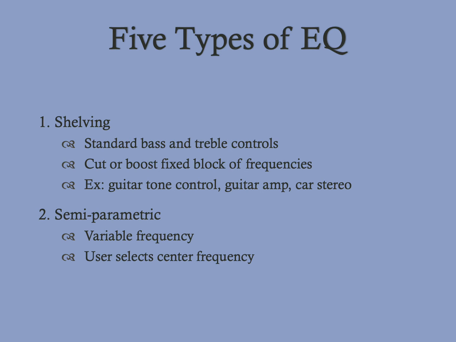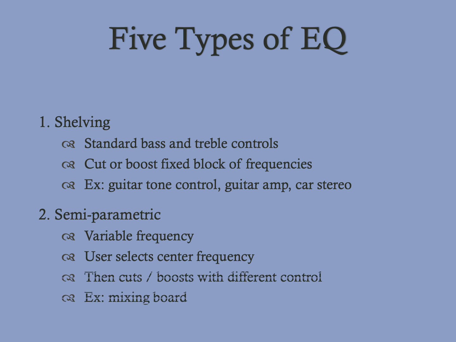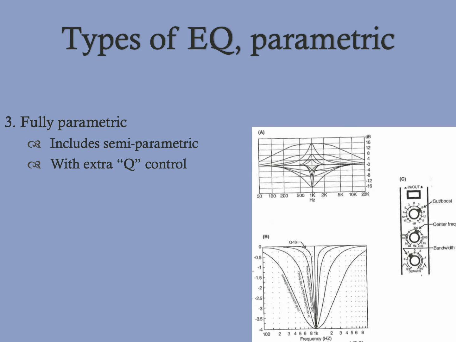Semi-parametric gives you another way to get a little bit more control and focus over the situation, and so you can actually dial in a specific frequency. Neighboring frequencies will be affected somewhat like shelving, but not as much, not an entire block. So you're selecting a center frequency, and then you can either cut or boost that with a different control. And so instead of just one control knob that you turn for bass to turn it up or down, now you've got a two control situation. So we can look at that.